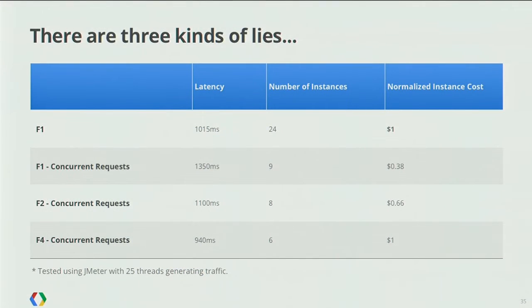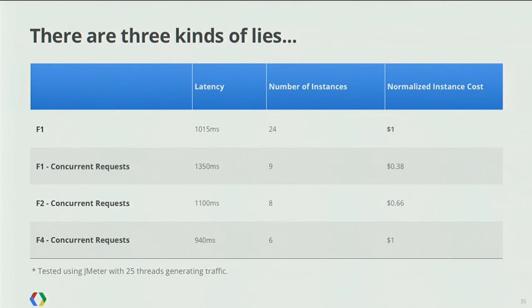But if you don't like that trade-off, you can bump up the instance class from an F1 to an F2. An F2 is basically twice as fast as an F1. So we get slightly different latency numbers. Instead of being 30% slower, with concurrent requests on we're about 10% slower, a bit less than 10%. We're using 8 instances instead of 9, and our normalized dollar cost is 60-something cents. So this is also a possible trade-off that you'd make. Latency's only gone up a bit, but you're still saving 30% of the cash.